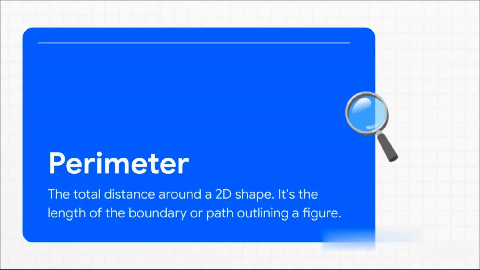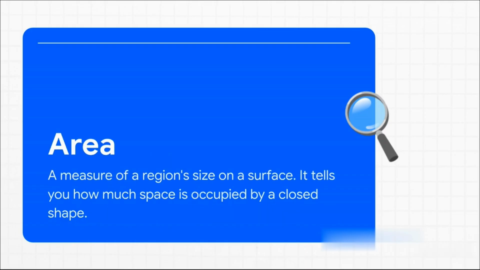Let's put it this way. Imagine you're walking along the entire edge of a shape. If you measured how far you walked, boom, that's the perimeter. It's literally just the total length of the boundary. And area? Well, that's all about how much surface a shape covers. It's the amount of paint you'd need for a wall, or how much seed you'd buy for a lawn. It's all about the space inside that boundary we just talked about.